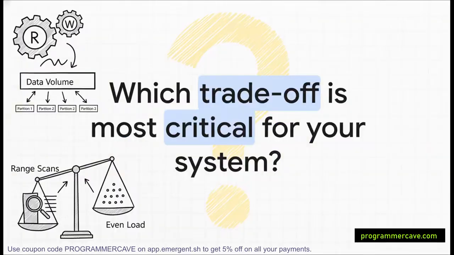And that brings us to our final thought for today. Partitioning is an incredibly powerful tool for scaling, but as we've seen through all of this, it is not free. It solves the problem of data volume by distributing the data, but in exchange, it distributes complexity across your entire system. You're constantly making these trade-offs. Do I want range scans or even load? Do I want fast reads or simple writes? So the final question to leave you with is, when you're designing your own system, which of these trade-offs is the most critical one for you to get right?